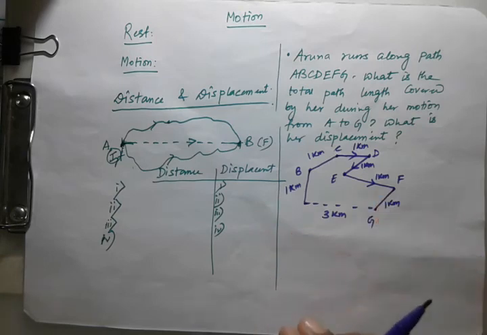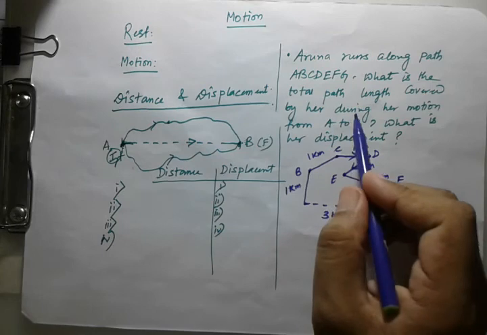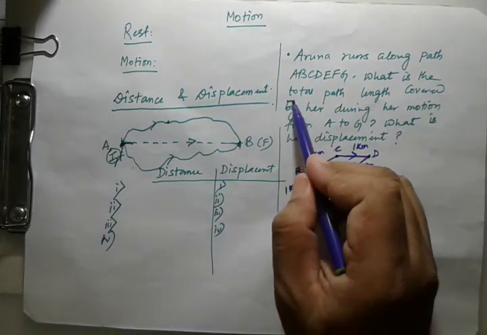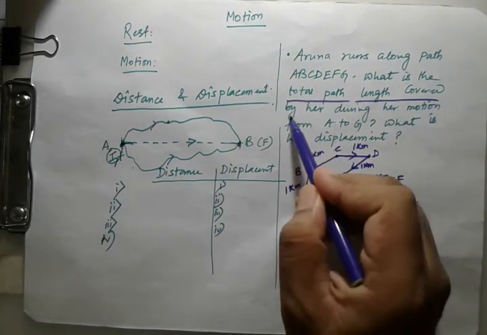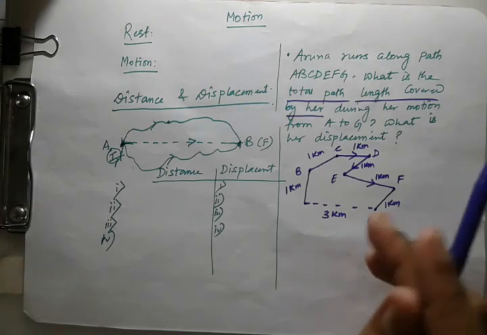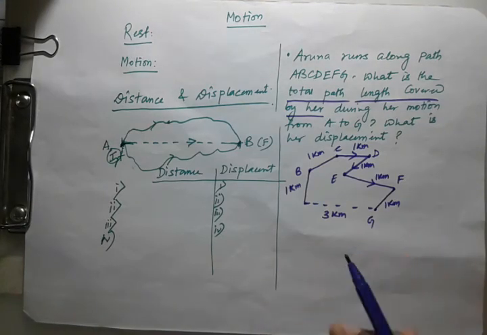The picture is given. Now you have to find out what is the distance. What is the total path? So remember, the total path length covered by her is called the distance.